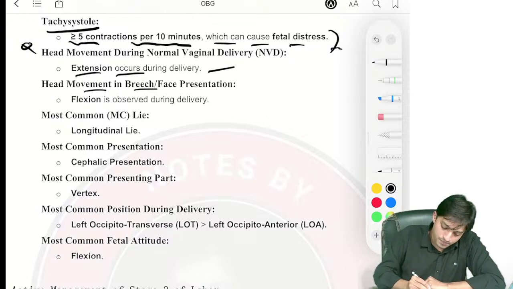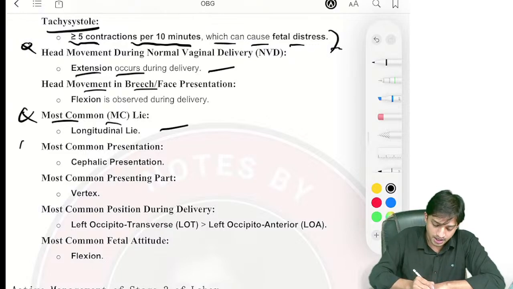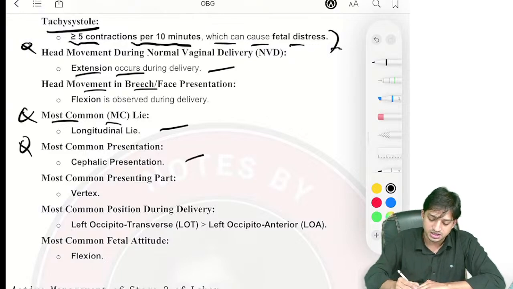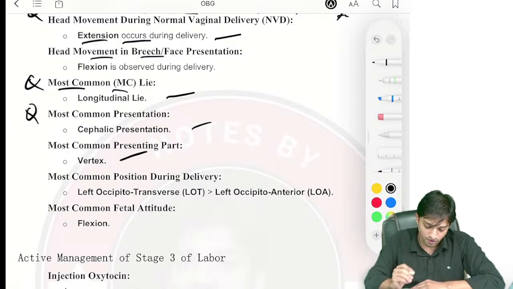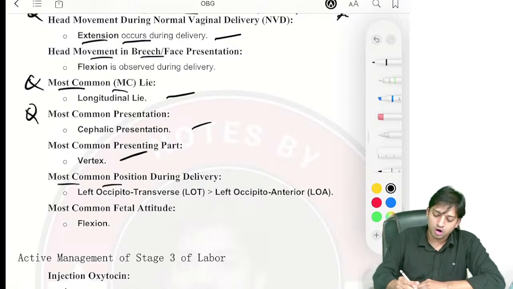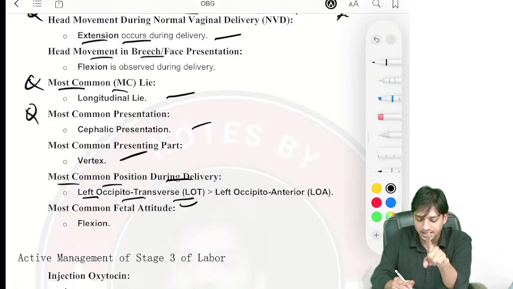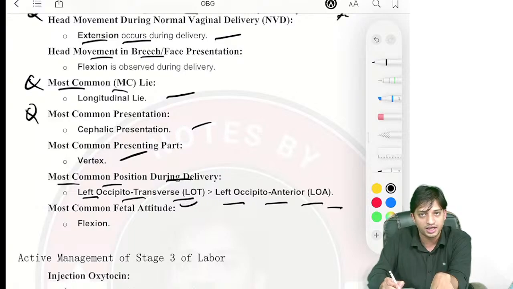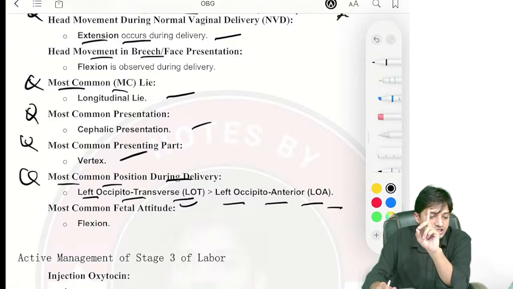Now, one more one-liner they have asked: most common lie is longitudinal lie. Most common presentation is cephalic presentation. And most common presenting part is vertex, right? Most common position during delivery is left occipito-transverse, a better answer as compared to left occipito-anterior. Pay attention. All these one-liners we are going to discuss. One-liners are asked very frequently. Remember along with me guys.